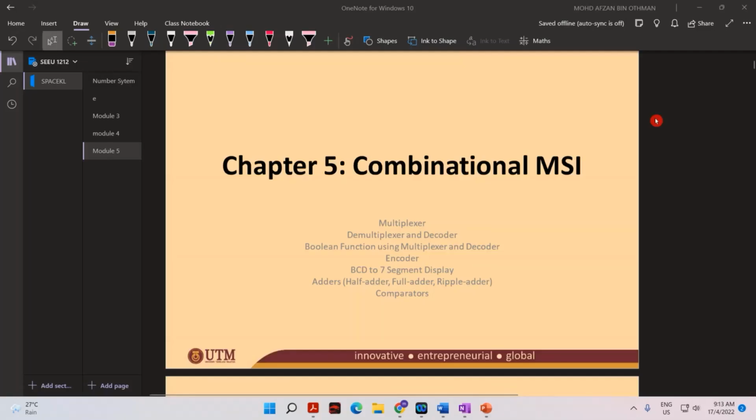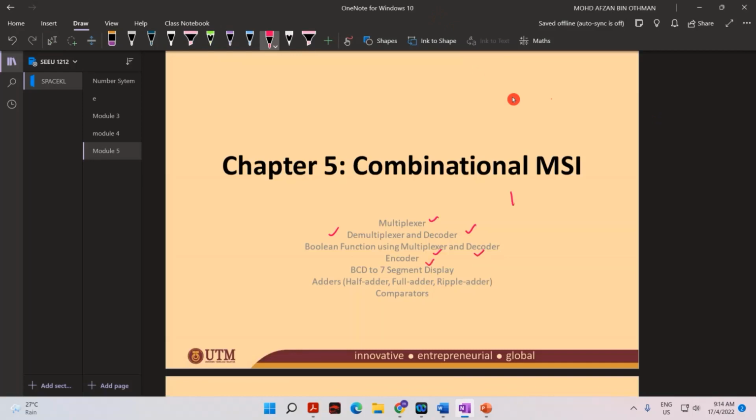About the combinational MSI. Inside of this chapter 5, you will learn about the multiplexers. We have a lot of MSI circuits, such as the multiplexer, the demultiplexer, and the decoder. After that, we're going to implement the Boolean function using a multiplexer, decoder, and encoder.